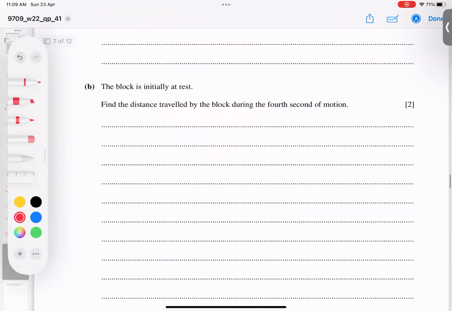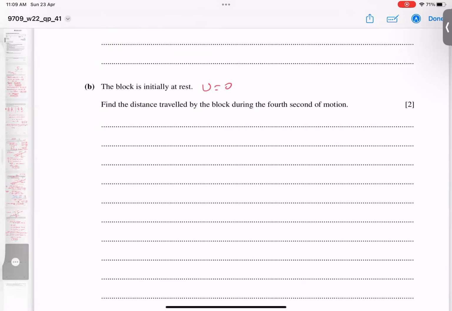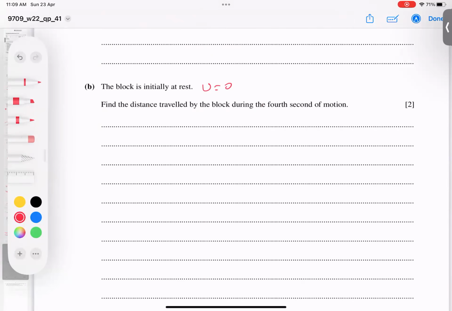The block is initially at rest. It means the starting speed is zero. Distance traveled by the block during the fourth second. You know what the fourth second means? It means from t3 to t4. This is called the fourth second.